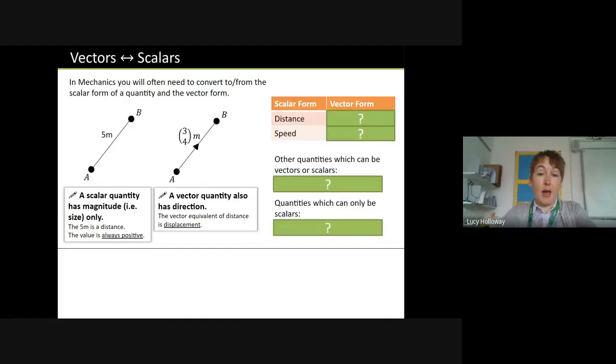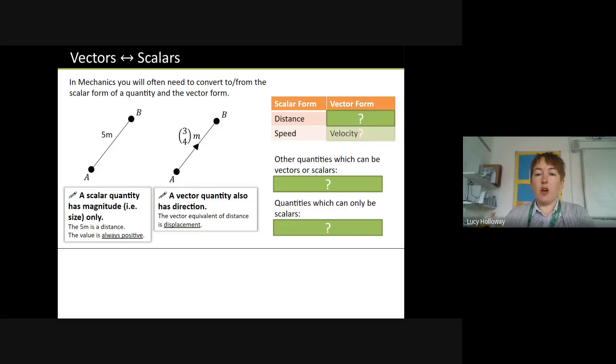So lots of different measurements have scalar forms and vector forms. Like we were just discussing distance there. Speed is also scalar. Speed doesn't give you the direction that you're traveling in. So why don't you pause the video now and see if you can think about what might be underneath the green boxes, and then press play when you're ready to carry on.